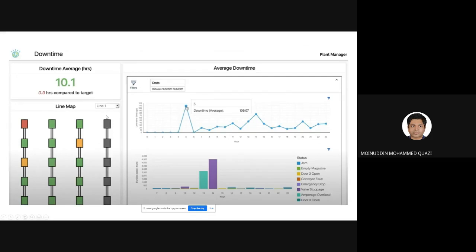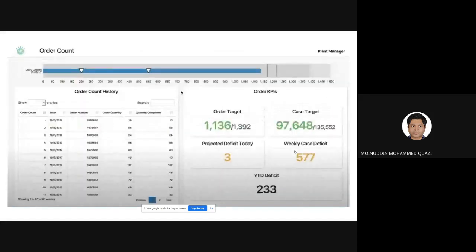The downtime KPI can be observed, and these are some of the major reasons because of which the downtime is coming. So these are some of the indicators that you are getting directly at the tip of your fingertips on your smartphone, on your computers.